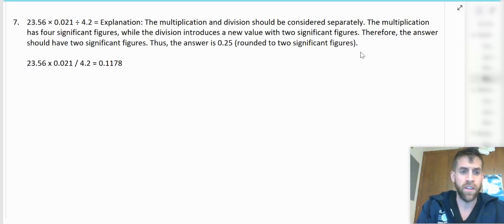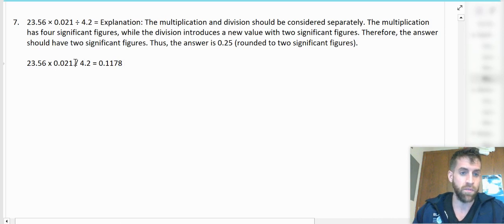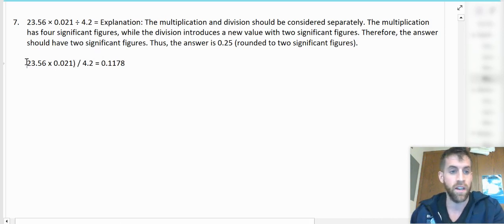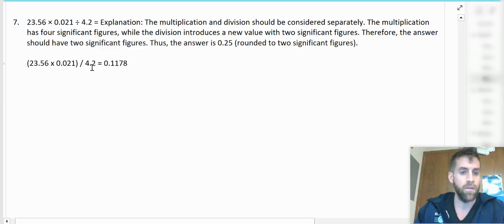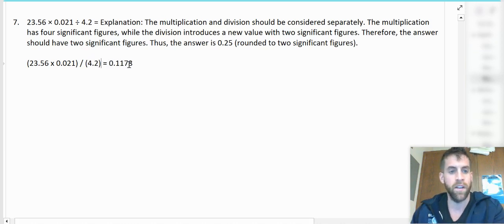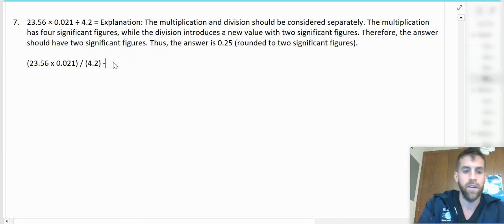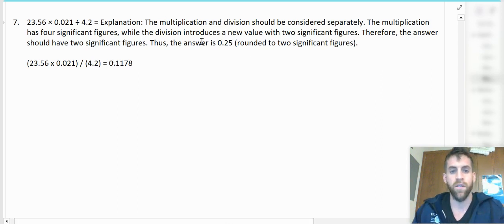So I got a completely different answer here. What I want to do is put this first piece into parentheses. So I'm showing you this piece as well. Oh, wow. This is interesting. So we multiply, did I do the correct 23.56 times 0.021 divided by 4.2? There's no way if I do that in parentheses too, we get the same answer. How funny is that? So the answer is incorrect on that one, but we are looking for two significant figures.